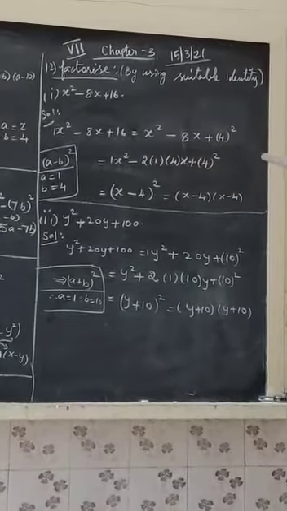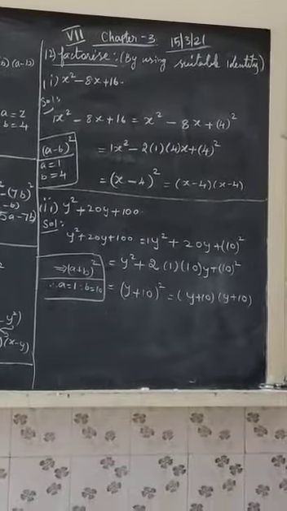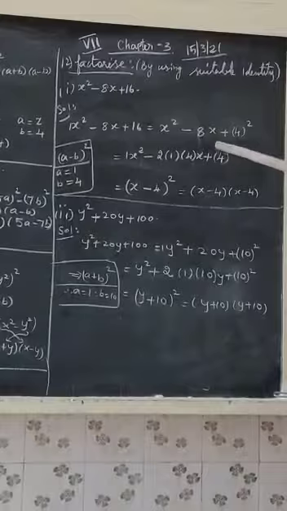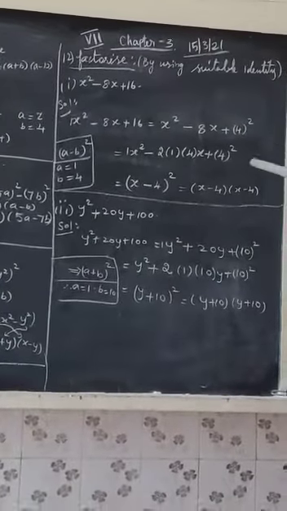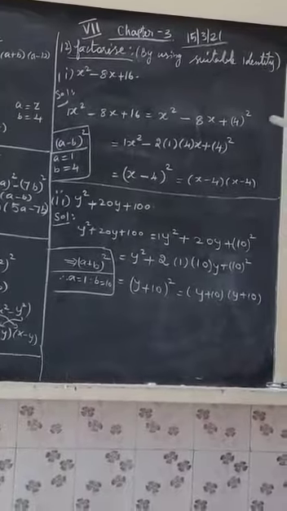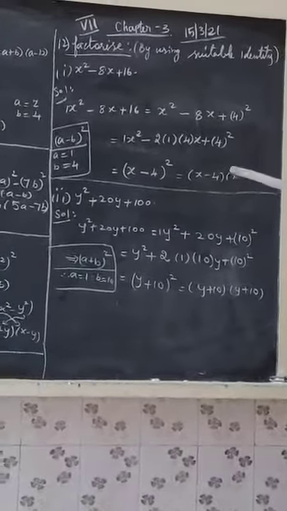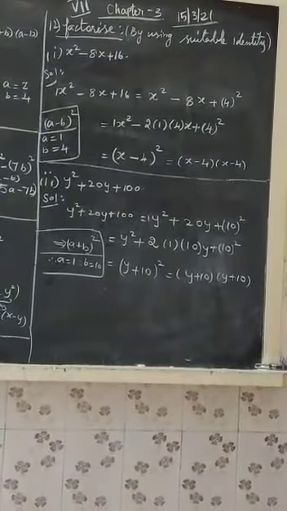Now see, the first term x square I write as it is, minus 8x plus 16. You have to split the terms. So you take the factorization form of 16 as 4 square. So x square minus 8x plus 4 square. In the middle term 8 I split out 2, because the a minus b the whole square formula is what? a square minus 2ab plus b square.